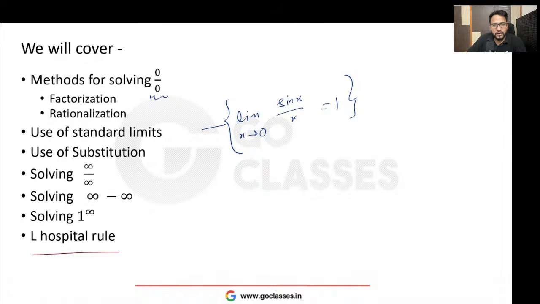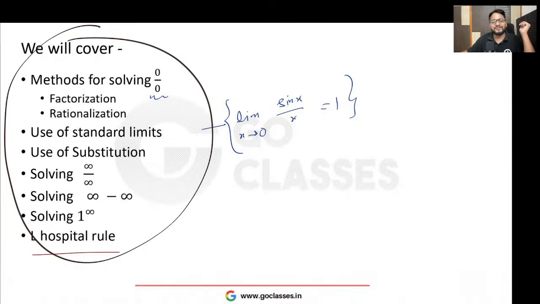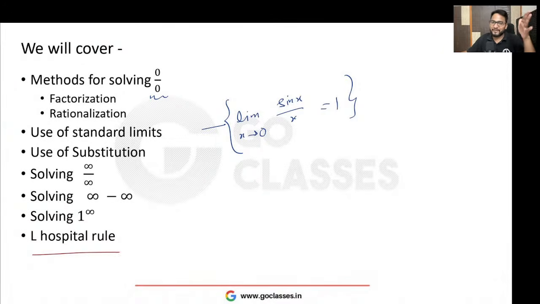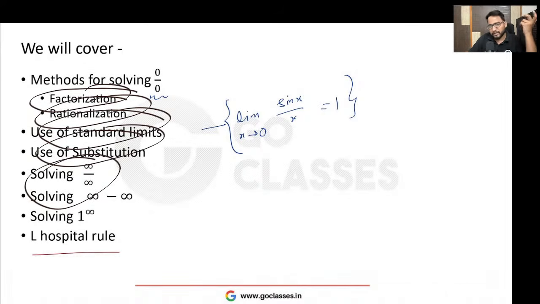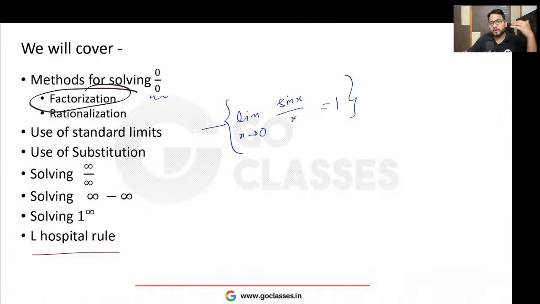Now we will be seeing a few methods, let's suppose factorization, rationalization. These are a few methods which will be handy to you. I cannot say these methods are the brahmastra or something. You have to apply your sense to solve the limit questions, but there are different patterns, and all the patterns can be solved using these methods. Either you can apply factorization, rationalization, or some standard limit, some substitution, infinity upon infinity. Whatever kind of form there is, we can solve those forms using these methods.